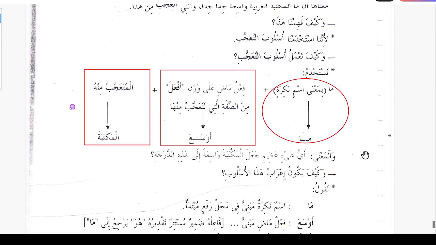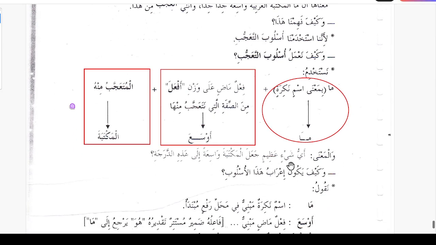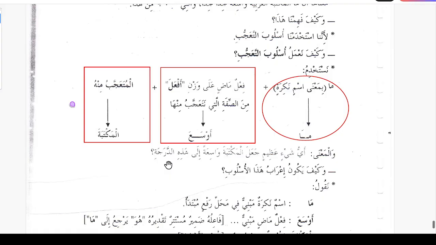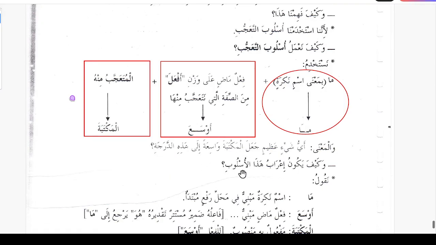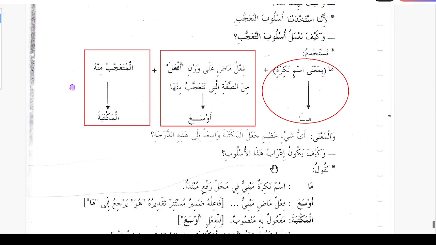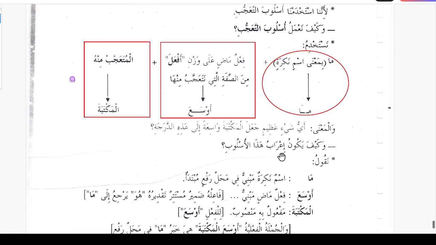Wa ma'na, and it means ayu shayin azimin, any thing that is azim, great, ja'al al-maktabata wasiyatan ila hazihi darjata. It means what a great thing it is that made the library spacious to that extent, ila hazihi darja, to that level. Wa kaifa yakunu irabu hazal uslubi, so how do we do the i'rab for this kind of uslub, this style?